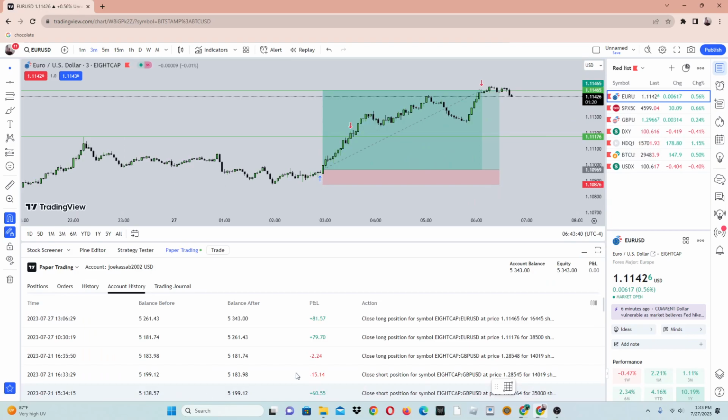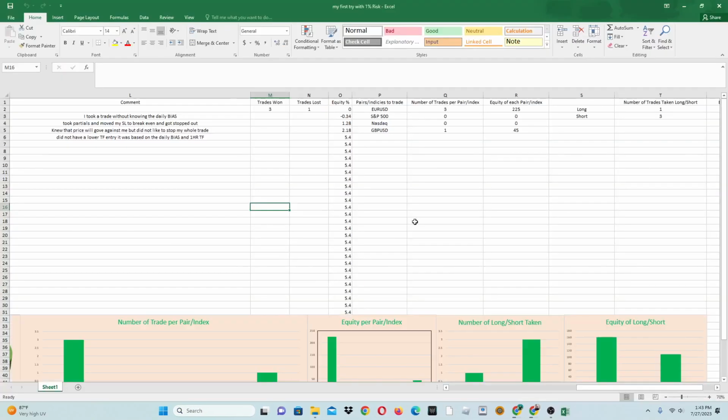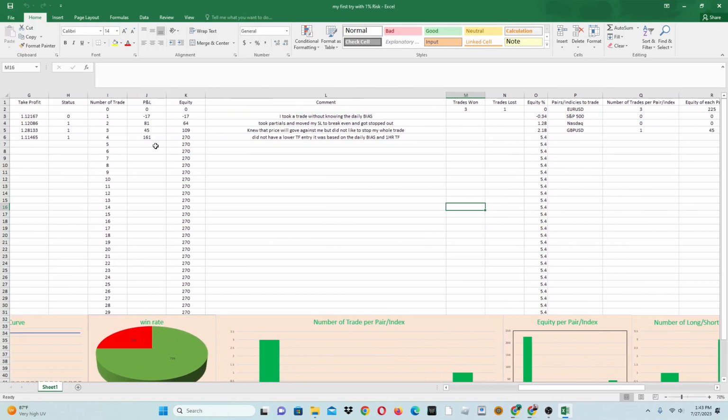I was risking 1%, as you can see, and going into my Excel sheet, we made $161 in profit. This is all paper trading, but when I get to the 8% profit, I will be going into the real challenge, the prop firm account challenge. So these are the comments: today did not have a lower time frame entry.